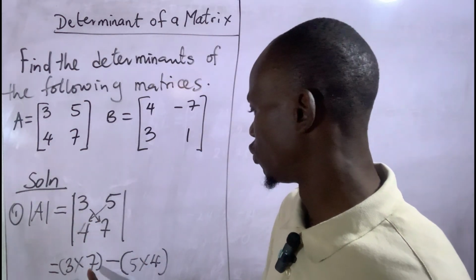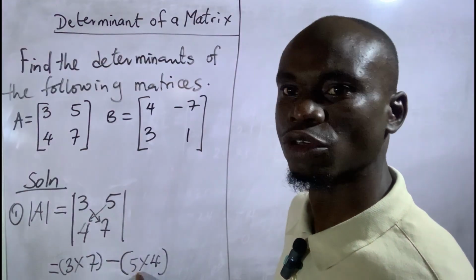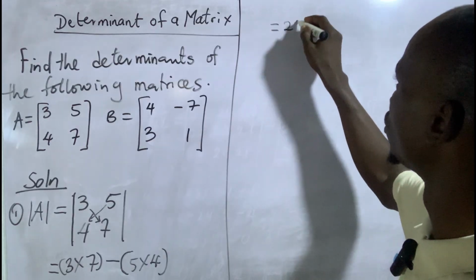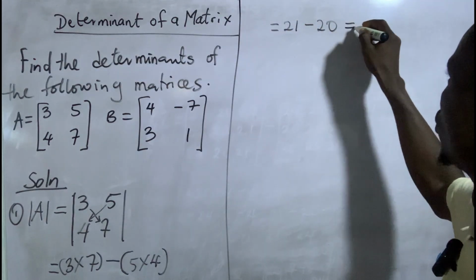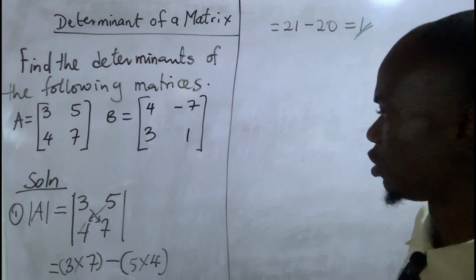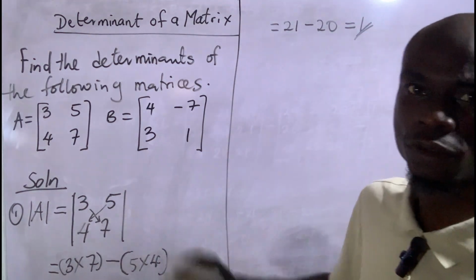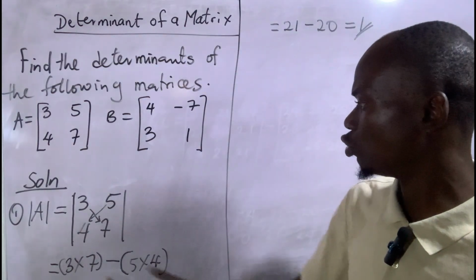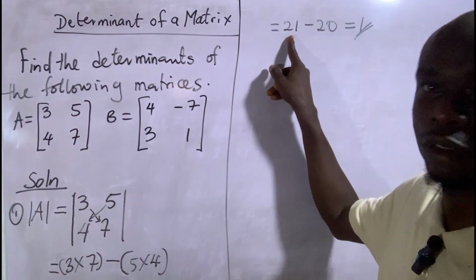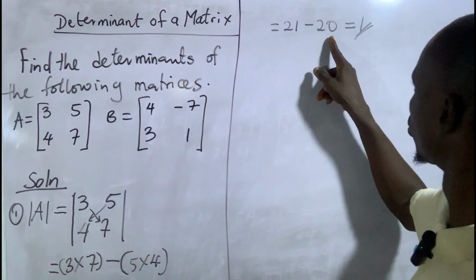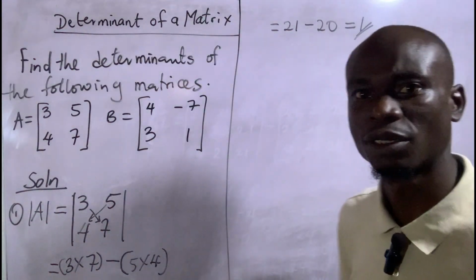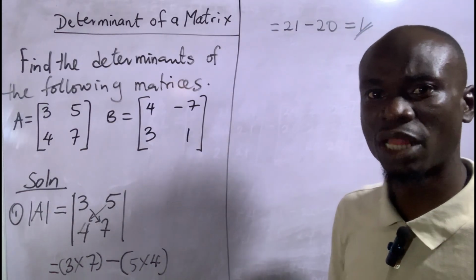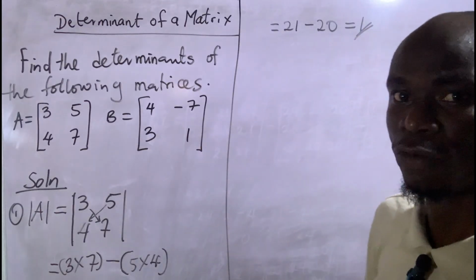Is that okay? So if you check this, this is 21 minus 20, which is 1. So the determinant of this 2 by 2 matrix is 1. If you want to speed up your working, all you need to do is to say 3 times 7, 21. 5 times 4, 20. You subtract them and you get your answer. This step is not necessary, except you like to show details as you solve it. It's not good for multiple choice.